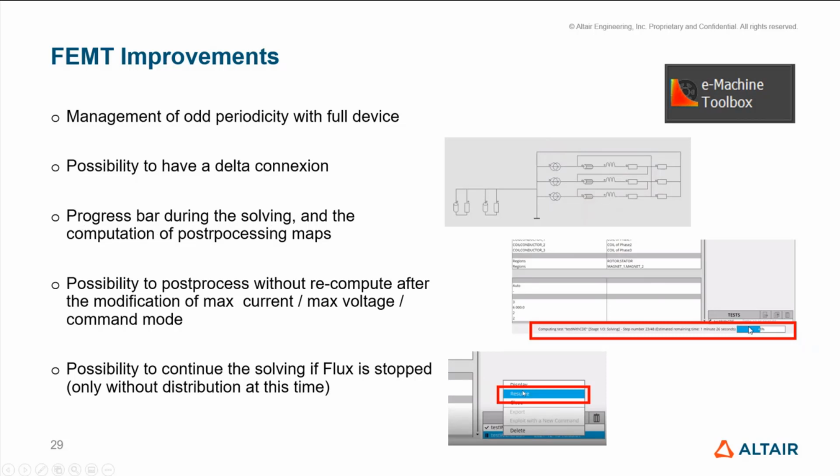As you can see here now, when running the e-machine toolbox, the FEMT, the user can know there is still, for example, 1 minute left for the analysis. And also there is the possibility to post-process without recompute after the modification of the max current, max voltage value here. And also the possibility to continue the solving if Flux is stopped. That means we have fixed several issues in this FEM tool here.